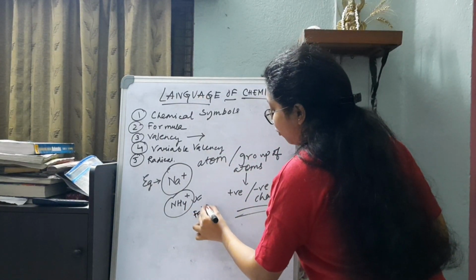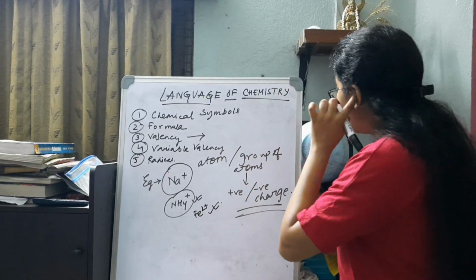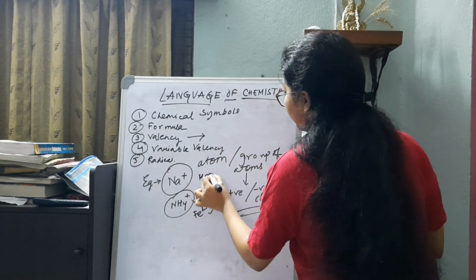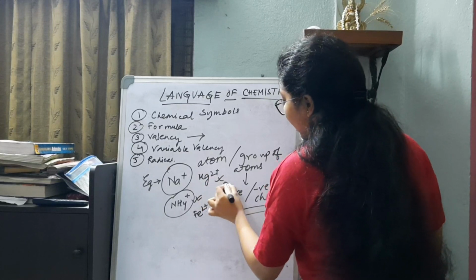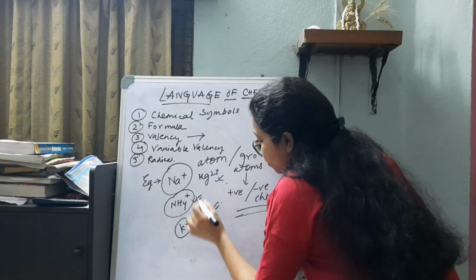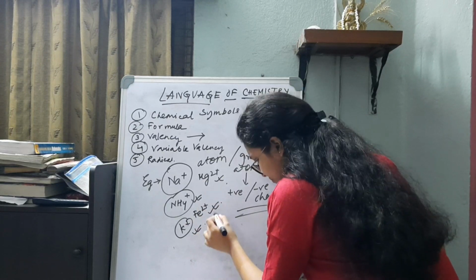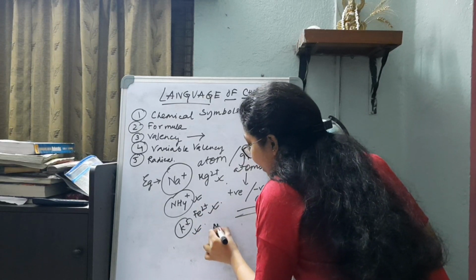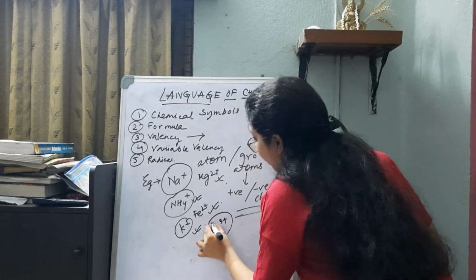Now Fe2+ is also a cation. Mg2+ is also a cation. K+, the potassium ion, is also a cation. Al3+ is also a cation.